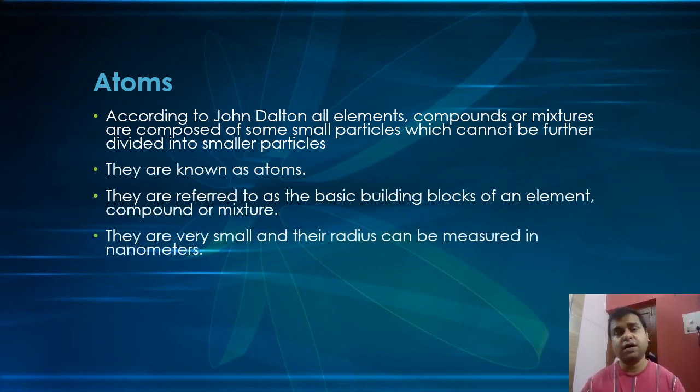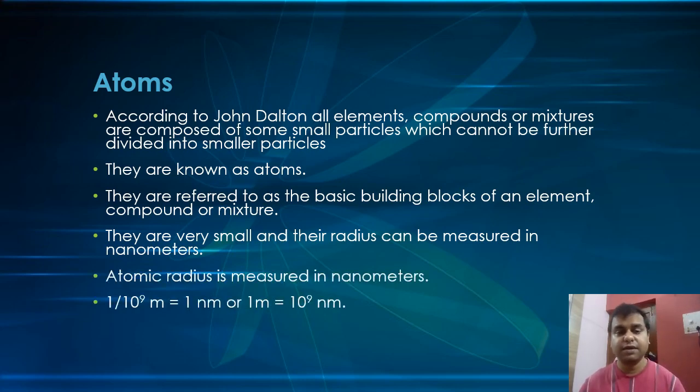Just like in our body we have cells which are the basic building blocks, we also have atoms which are the basic building blocks of an element or compound. Basically, the basic building blocks of the universe. They are very small and their radius can be measured only in nanometers. We'll see what a nanometer is. 1 upon 10 raised to 9 meters equals 1 nanometer, or 1 meter equals 10 raised to 9 nanometers.